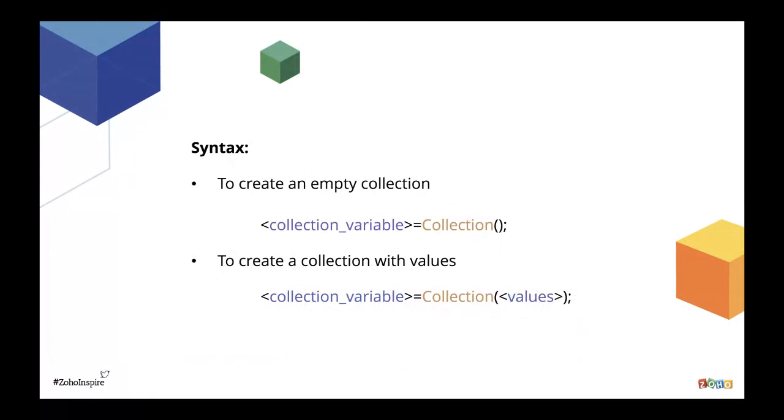Now let's see how we can create a collection. To create a collection, you have to first initialize it. There are 2 ways of doing that. One way would be to create an empty collection, and another way would be to create a collection on the go. To create an empty collection, you say collection variable equals collection, and that would create an empty collection. To create a collection with values, you specify collection variable equals collection, and then in the arguments you pass the different values.